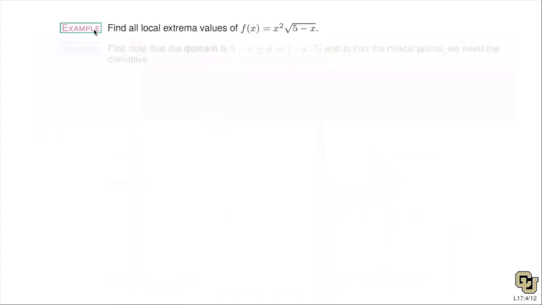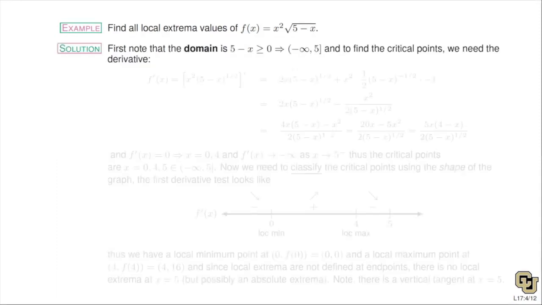So let me do an example here. We're asked to find the local extrema of the function x squared times the positive square root of 5 minus x. So I need to find the critical points. And of course, critical points need to be in the domain of the original function. So you know me, I'm so obsessed with domain. I first think about the domain here. Here we need the expression under the even root, which is 5 minus x, to be greater than or equal to 0.